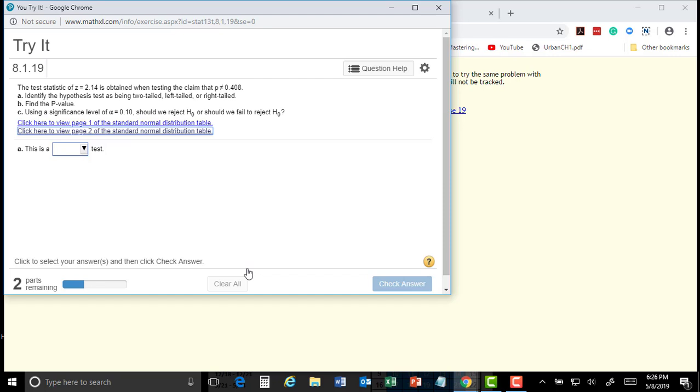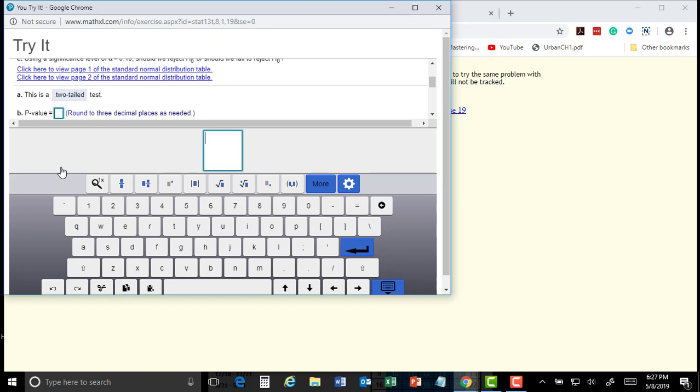Okay, so now we want to test the claim that it does not equal. So it's a two-tail, yes? When you're testing the claim of not equal, it's a two-tail test. Okay, now the p-value, we already calculated, what was it? 0.006. But we rounded to how many? Three places. So right like that?